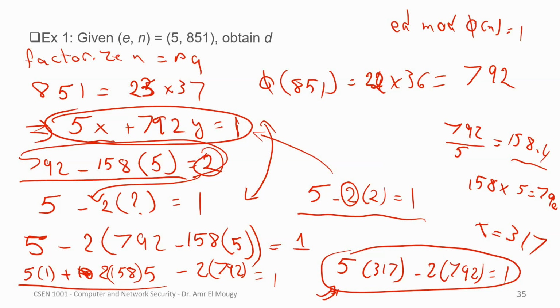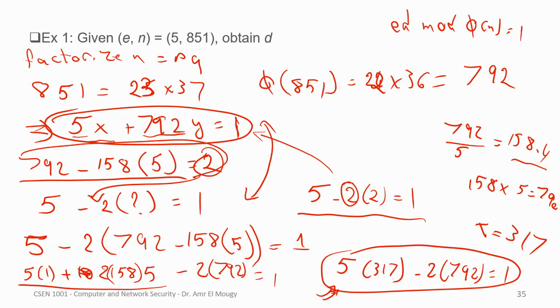Basically, we started with n. We factorized n. N is equal to 851. We factorized it into p and q, which is 23 multiplied by 37. From that, we calculated phi n, which is 22 multiplied by 36, or 792. And then we wrote this equation, 5x plus 792y is equal to 1. Okay, and then we started to try and rewrite this equation such that we figure out the values of x and y.